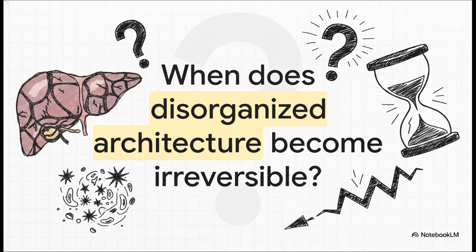Which leaves us with a profound question to ponder today. As the liver shrinks to less than half its normal size, totally consumed by heavy scar tissue and necrosis, at what precise point does this disorganized lobular architecture truly become irreversible? It's a really striking reminder of the sheer fragility of our hepatic architecture.